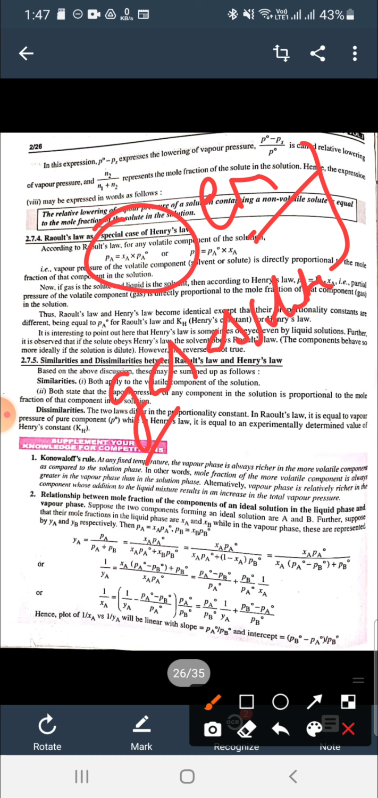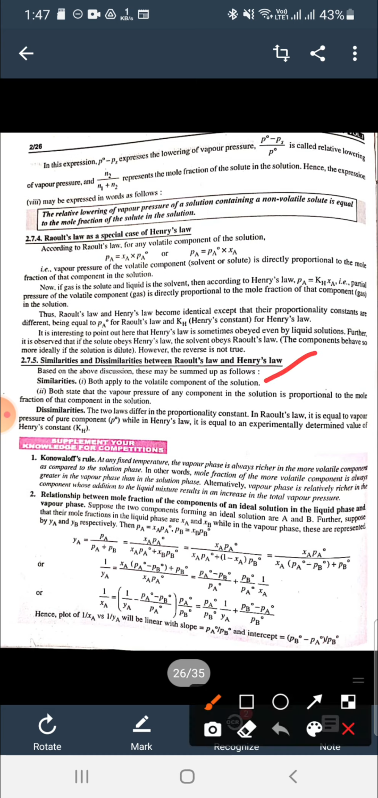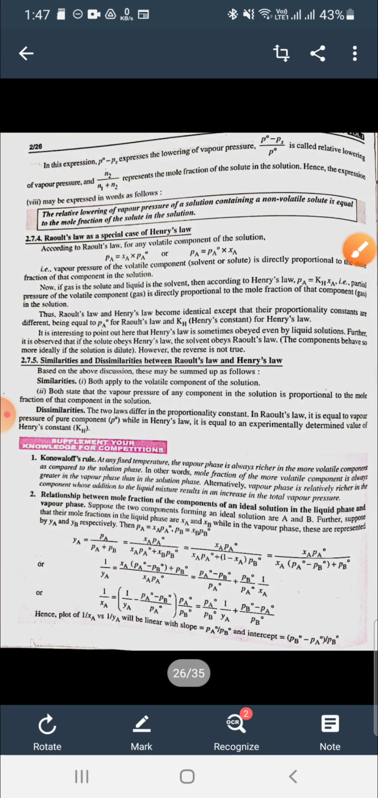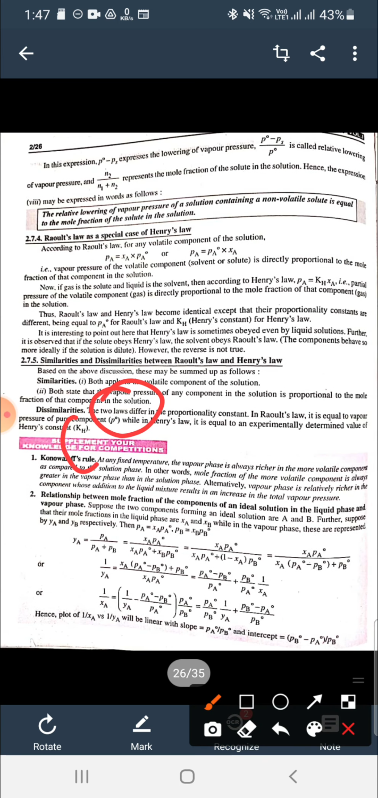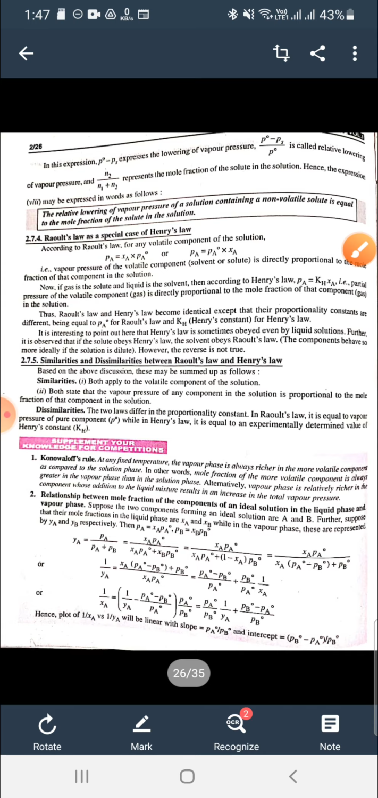So these are all the similarities and dissimilarities you can see. They both apply to volatile components, and the vapor pressure of any component is proportional to mole fraction. These are the similarities, and the dissimilarity is only that in Raoult's law we use P naught and in Henry's law we use KH.